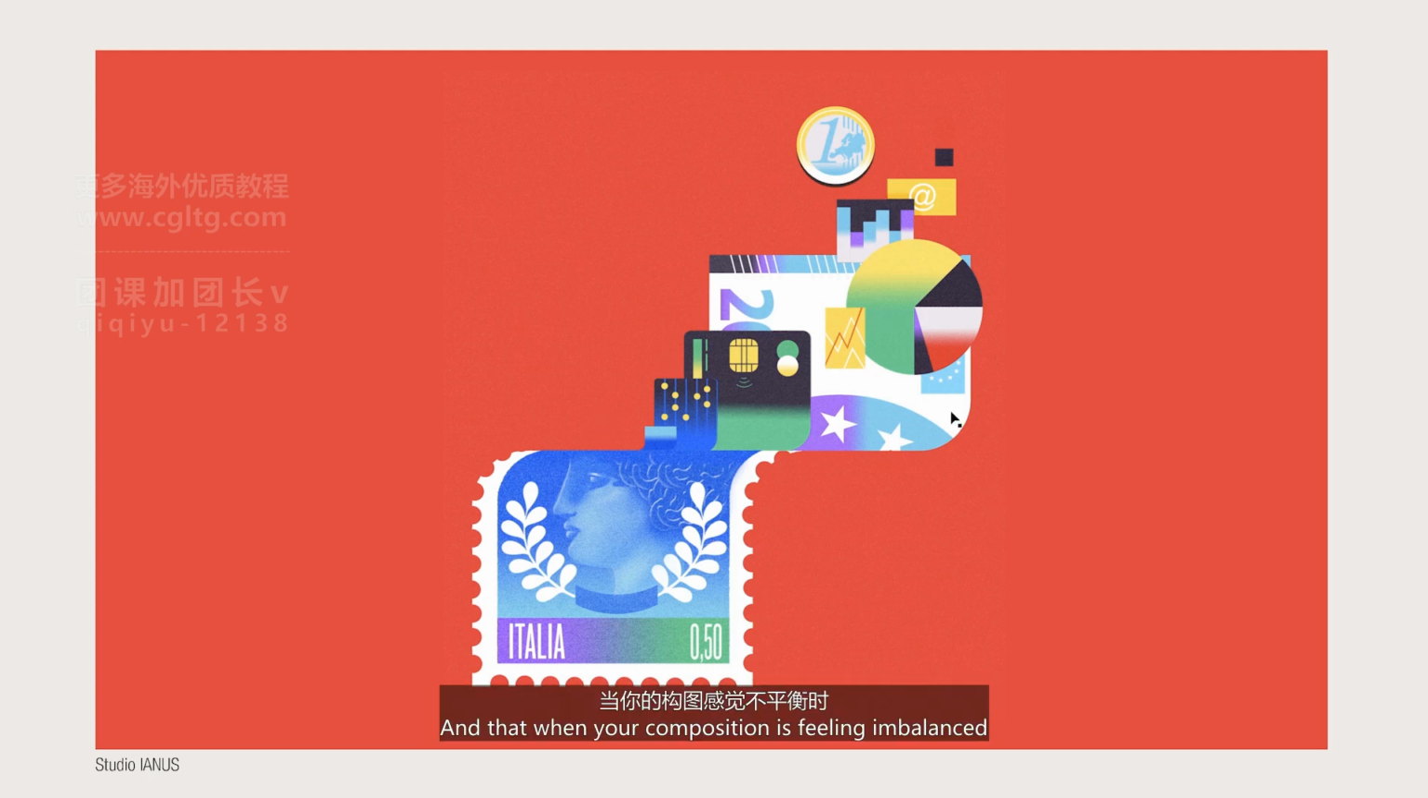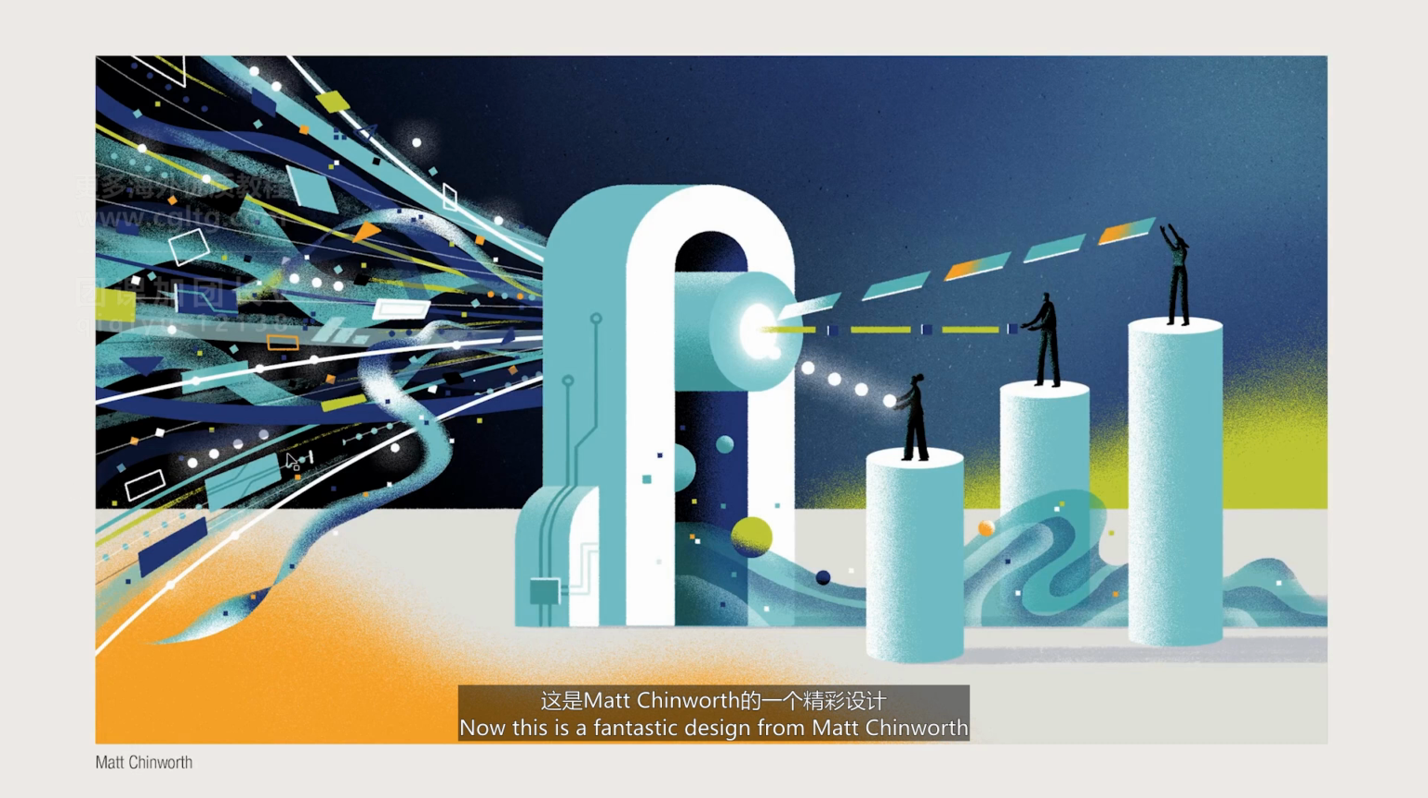And when your composition is feeling imbalanced, like it's not in the right place, you can alter that by moving elements, changing colors, changing the shapes, changing where they are, their position, to make it feel more evenly distributed for a more easy and cohesive viewing experience, which you might not always want, which we will get to soon.